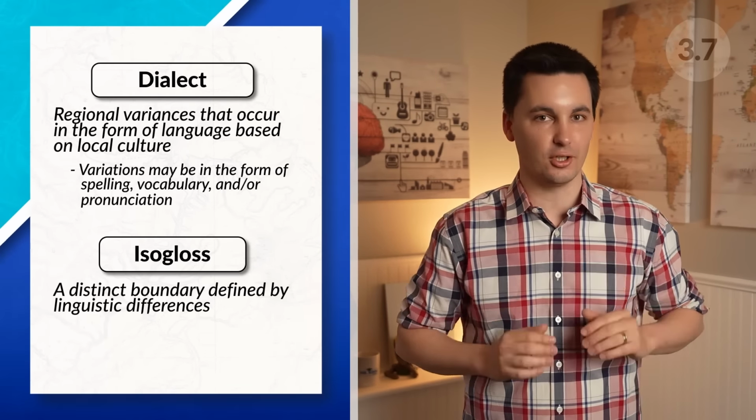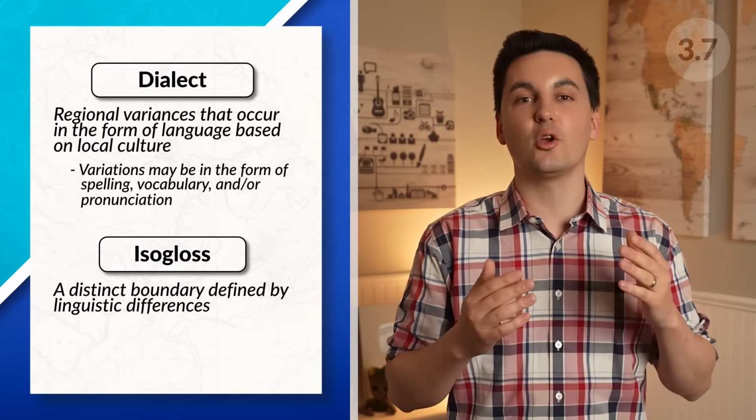I also have been told by my wonderful YouTube comment section that I pronounce agriculture as agriculture, and that when I say milk, it sounds like milk. These are just a couple examples of a dialect. Sometimes regional differences are so distinct that we could see the formation of an isogloss, which is a boundary that is based on linguistic differences.